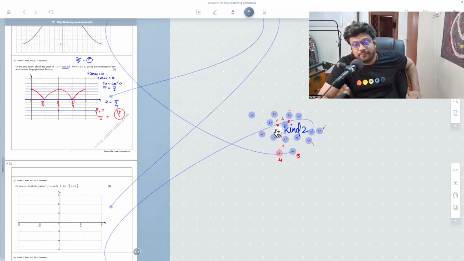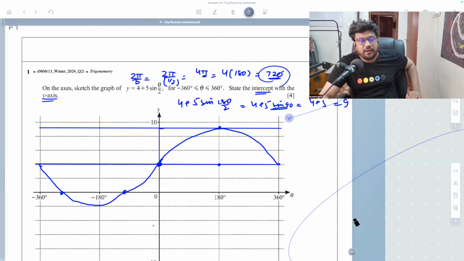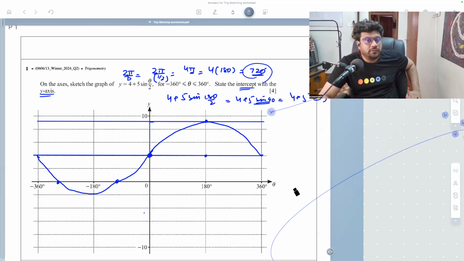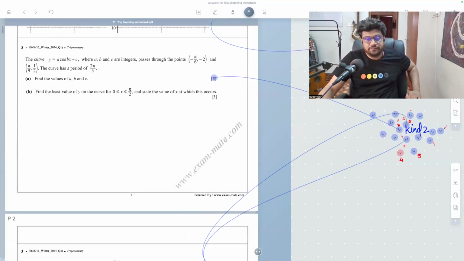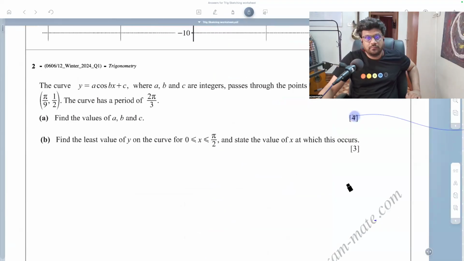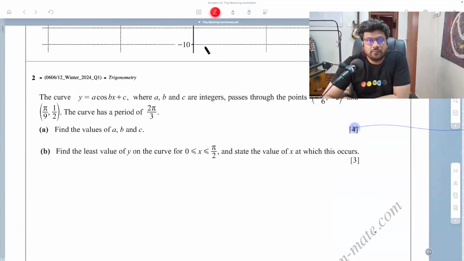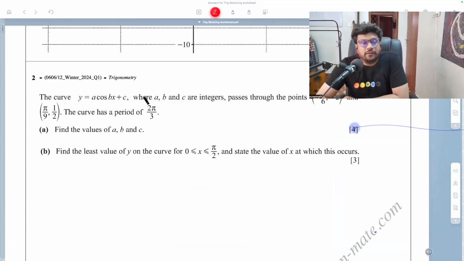Okay, now let's do a few questions of the other kind where you're supposed to find out a, b, and c. Okay, let's see. Okay, there it is. They say that the curve is given by this and it passes through these 2 points. And the period is 2 pi by 3.